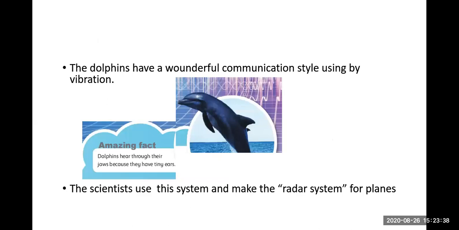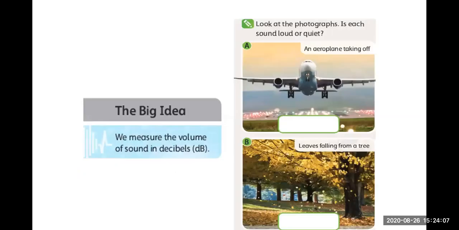And dolphins have a wonderful communication style. They use vibrations, and scientists used this system to make radar systems for planes. They have very teeny ears, but they can use their jaws to hear. They communicate with vibration.